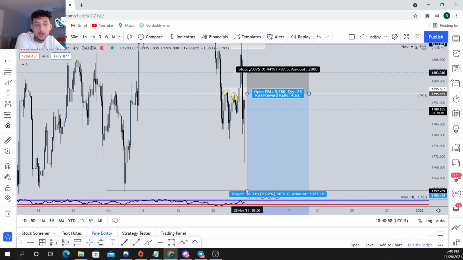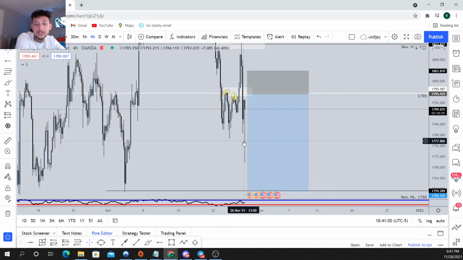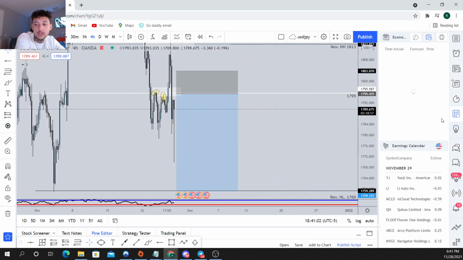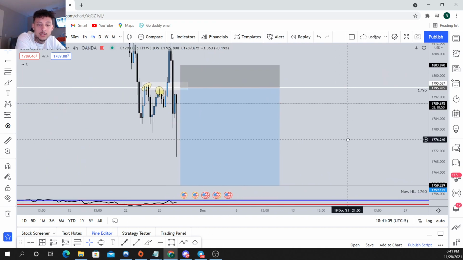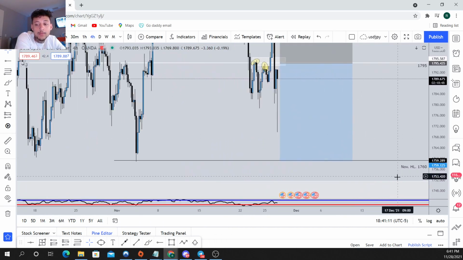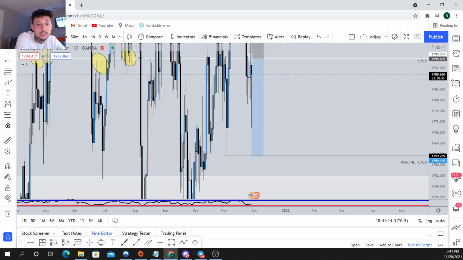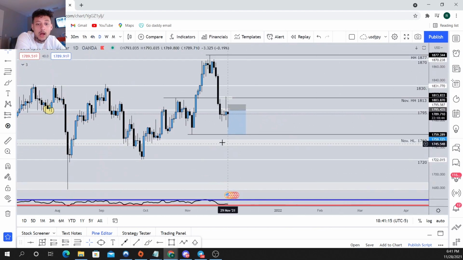So I'm actually going to give it a little bit of a bigger stop just because gold, again, has a lot of volatility to it recently, as you guys could see, right? I'm going to give it a little bit of a bigger stop, about 80 pips, and I'm going to look to gain 4 times my risk on this position. Why am I targeting 1760? Because that is our higher low point.